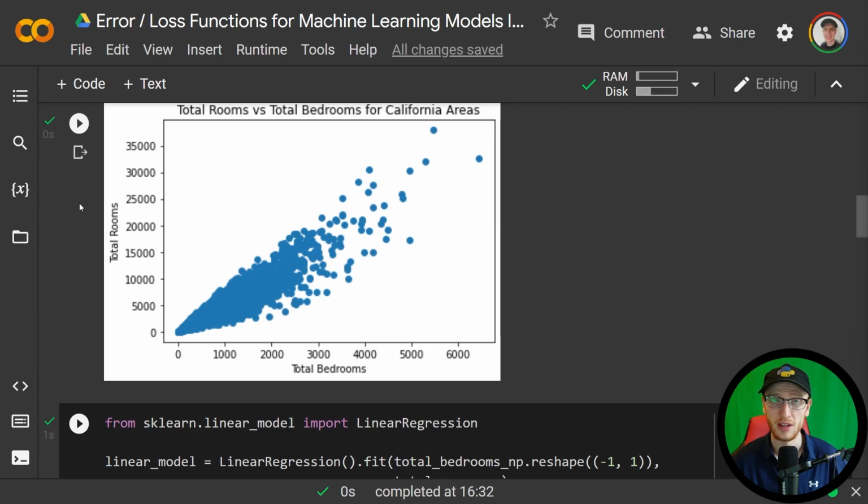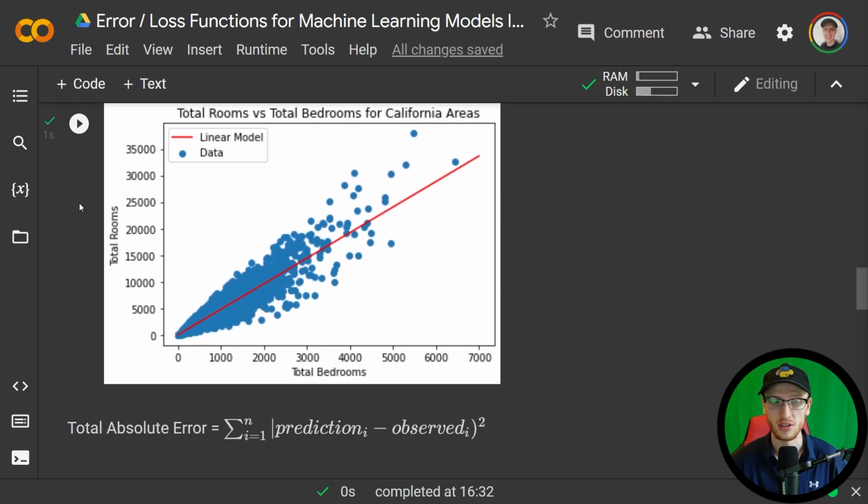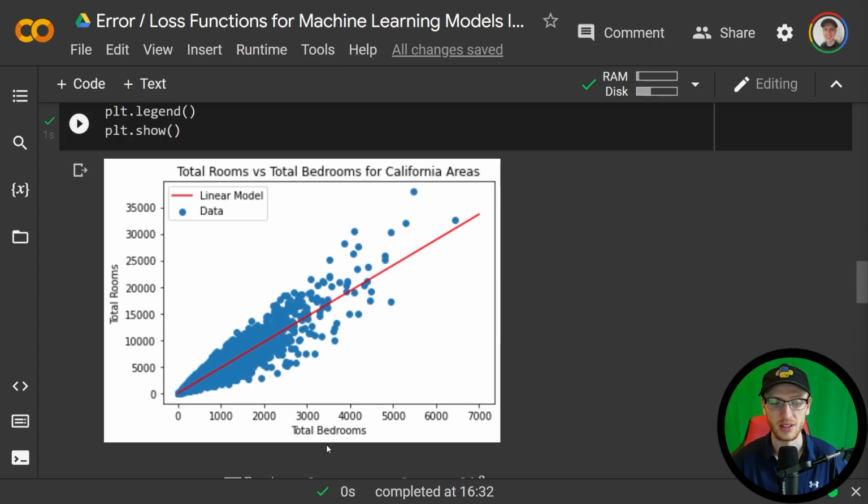We could perform a linear regression on this data, and that would mean drawing a line through the data so that we would have on the x-axis the total bedrooms, and we could use this linear model to predict the total number of rooms. So if we had, say, a total bedrooms value of 5,000, we would look up the model and say there's the intersection, and then we'd predict that a new area in California with a total bedrooms of 5,000, well, we'd predict that that would be roughly 24,000.